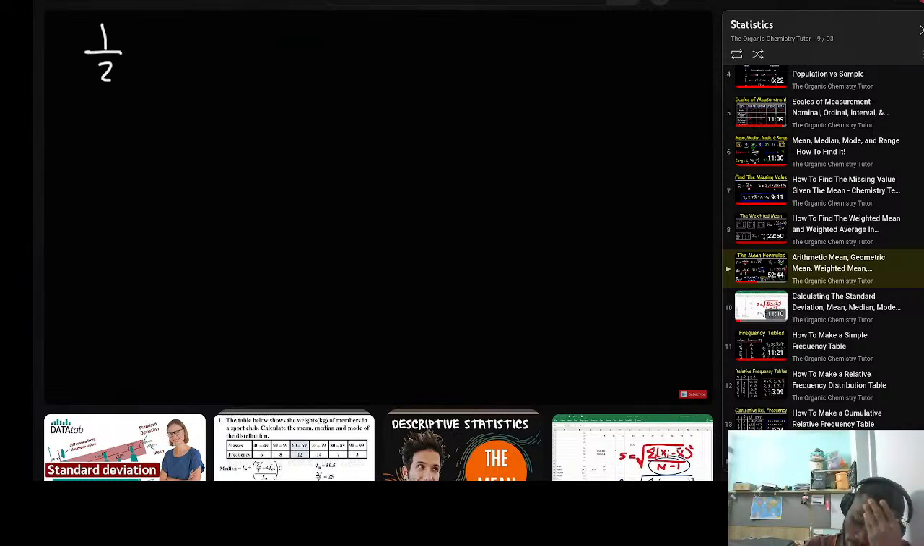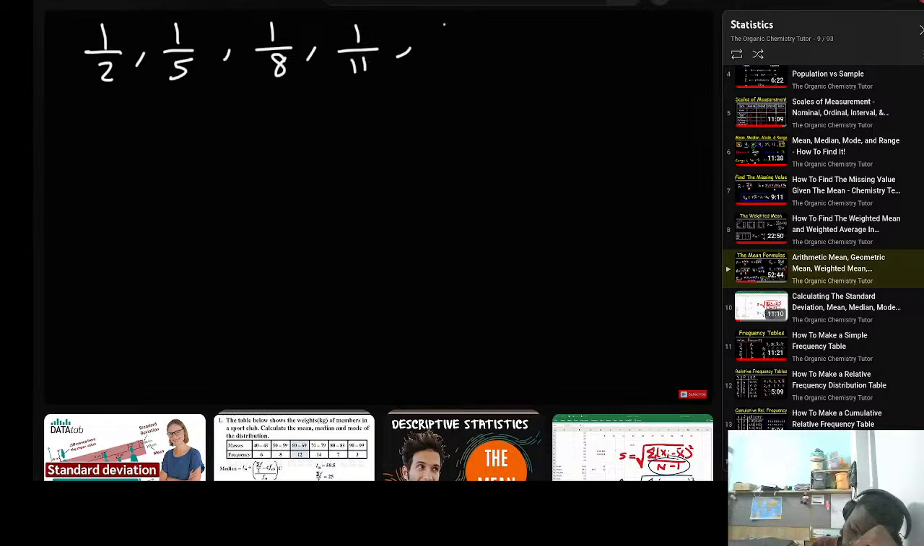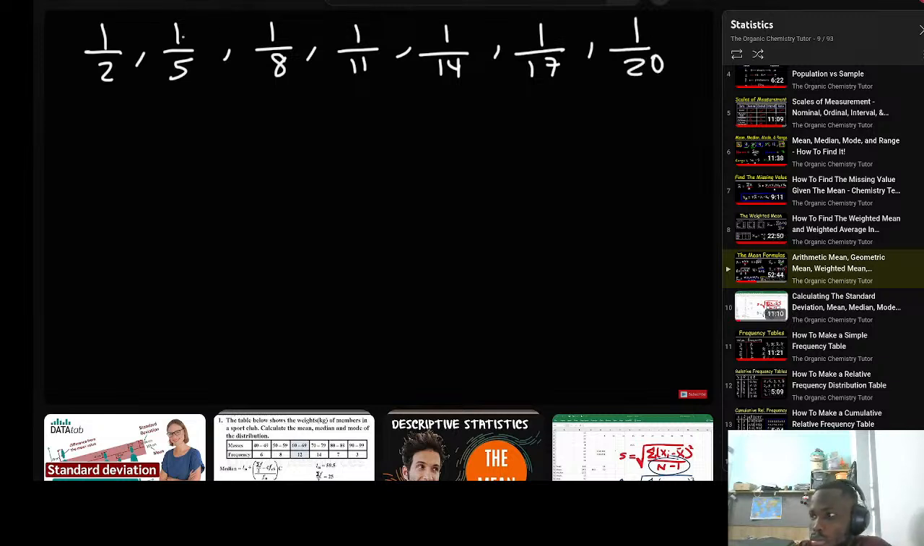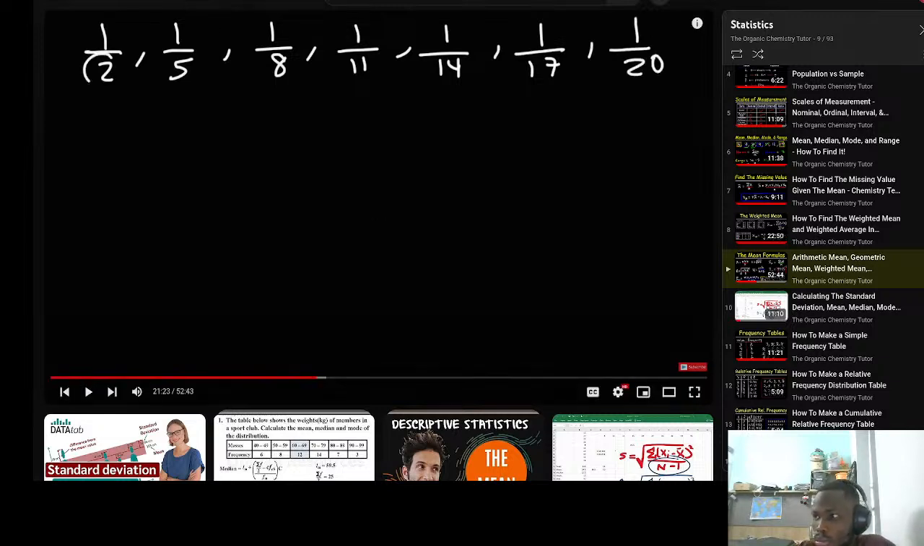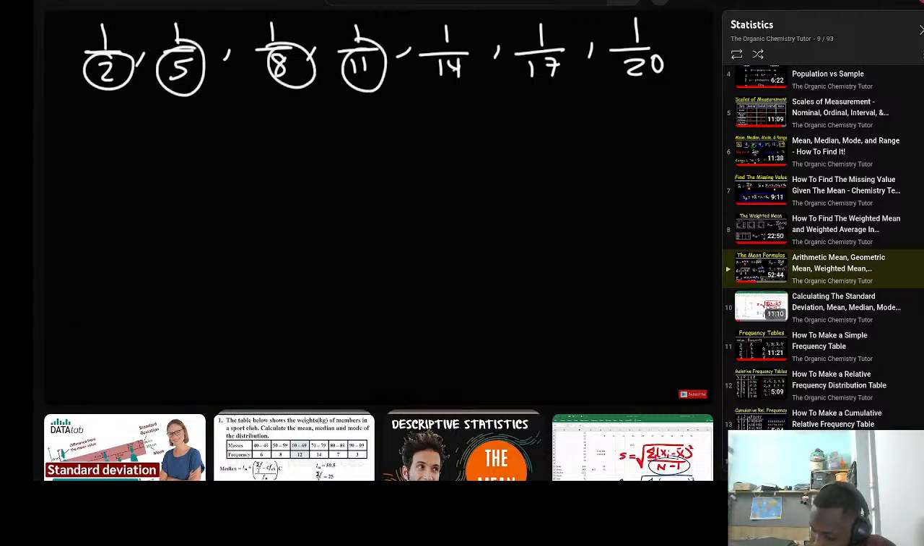So let's say we have the sequence 1 over 2, 1 over 5, 1 over 8, and so forth. Now, notice that the denominators of these fractions, if you just look at the numbers 2, 5, 8, 11, 14, 17, form an arithmetic sequence.